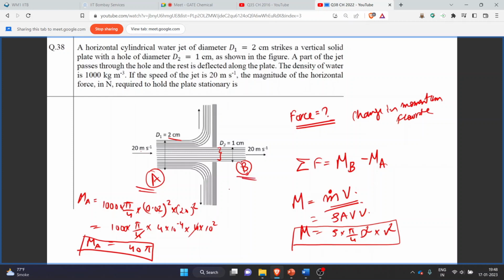Similarly, we can find MB. At point B, the diameter is getting halved. Over here the diameter was 2 centimeter, and at point B the diameter is becoming 1 centimeter, whereas the velocity will remain the same throughout. Since the diameter is getting halved, the momentum will be 1 by 4 times of that present at A. So MB will be 40 pi upon 4. So MB will be 10 pi.